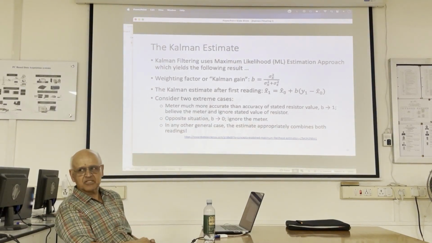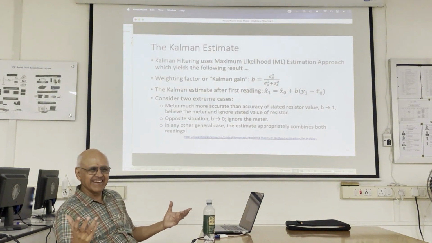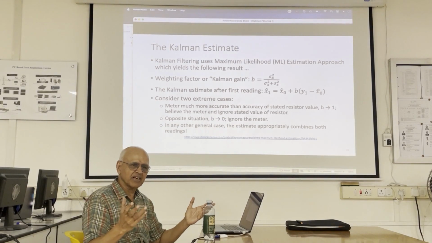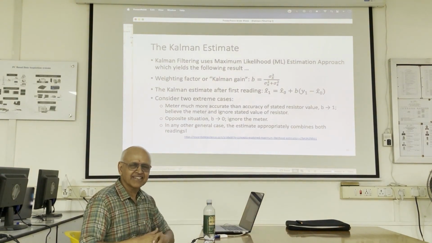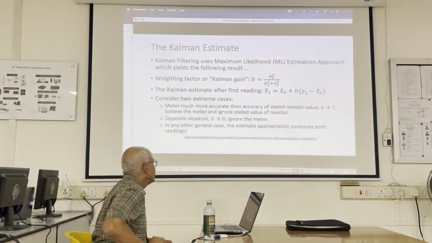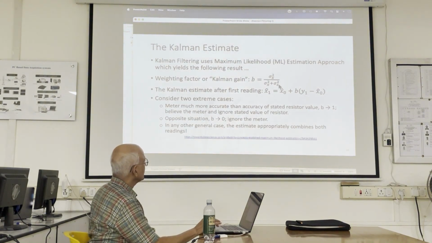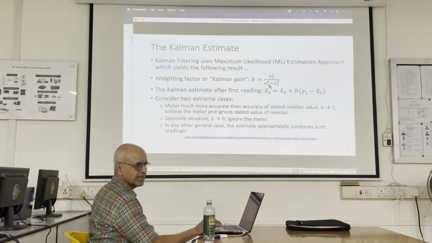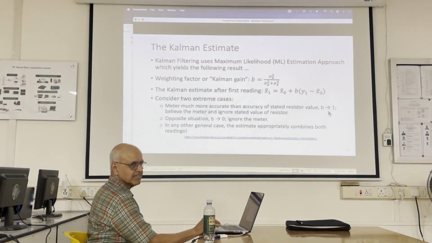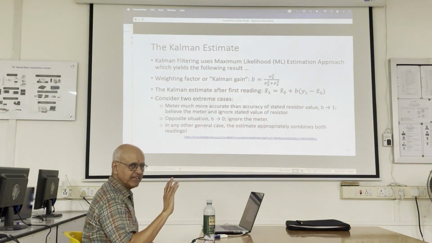So maybe I should change those numbers, because you'd say, why measure at all? If the measurement is going to be worse than that, I'm just going to count steps and go around the world, right? Because the measurement is supposed to be more accurate than step counting. So, meter much more accurate than the stated resistor value: sigma epsilon squared is much smaller than sigma x squared, and therefore this tends to 1. So that means believe the manufacturer's number, don't believe the meter.